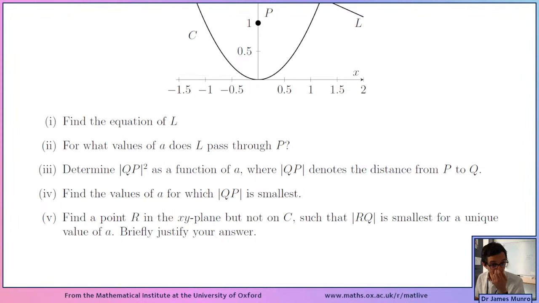Let's look at the very precise wording in that last part of the question to see if that's explained a little bit more clearly over there. Find a point R in the xy plane, but not on C, such that RQ is smallest for a unique value of A. Yeah, that's a little bit nested, isn't it? I suppose I'm supposed to imagine A as the variable in there, rather than R varying around. Yeah, okay, I might think a little bit more about that afterwards. There's something in there about how you write questions. Yeah, okay. But A, what if A equals zero? Okay. Good, right.